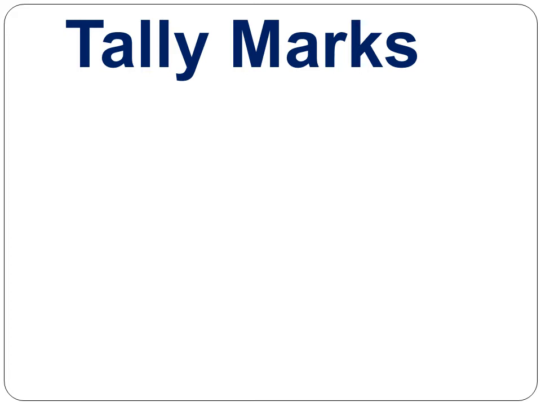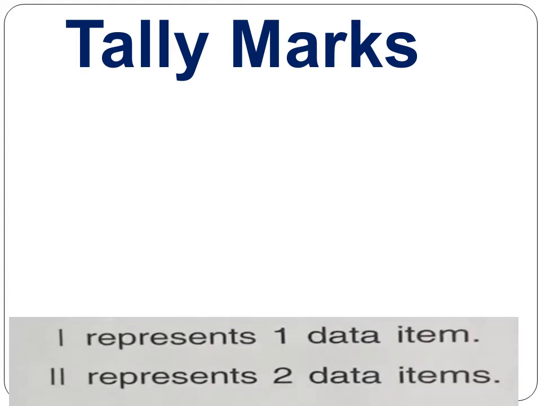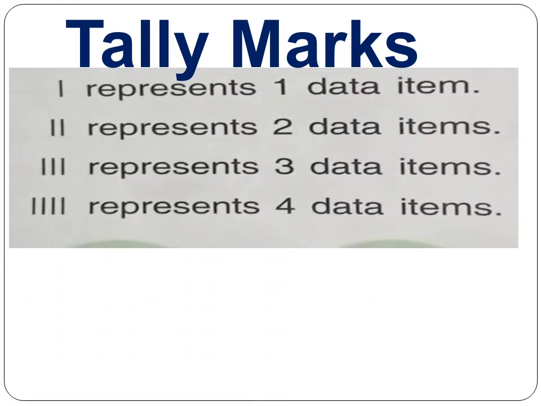So tally marks are vertical lines used to represent numbers in data handling. Each item of data is expressed by a single tally mark as shown below. A tally mark is a vertical line used for each response. So in this way it is represented. One line represents one data item, two lines represent two data items, three lines represent three data items, four vertical lines represent four data items.